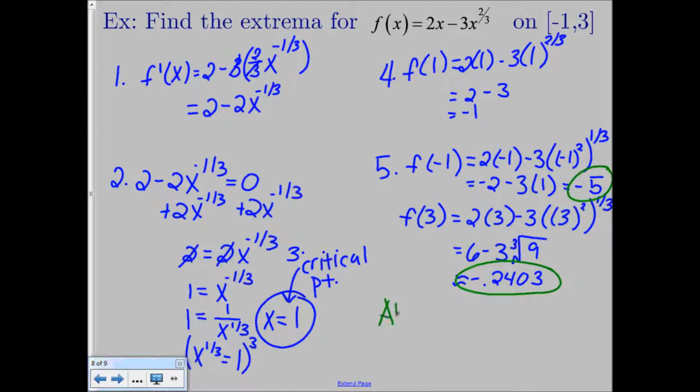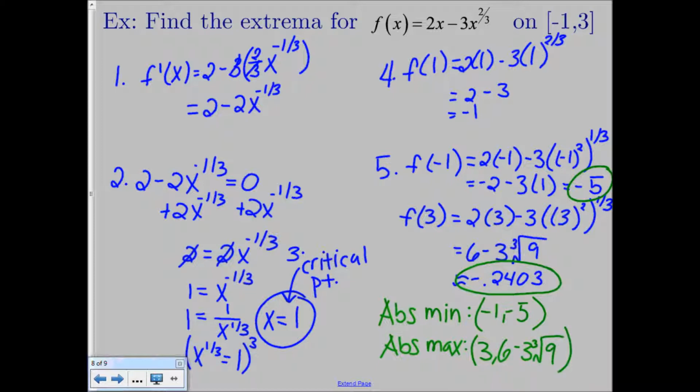So we can write that we have an absolute min at our lowest point, which was (-1, -5), and that we have an absolute max when we plugged in the 0.3. So we're going to get 3, and then we don't want to write our decimal approximation. We want to write the actual answer there. So we're going to do 6 minus 3 cube root of 9. So there we go. Let's do one more quick example and see what we get.